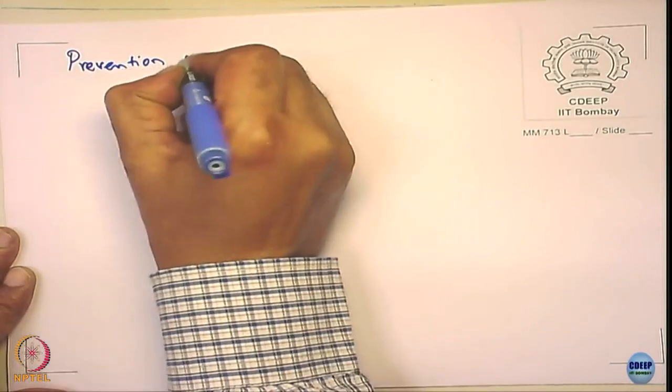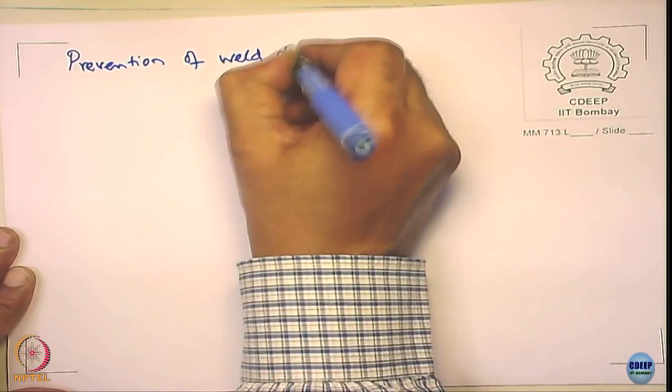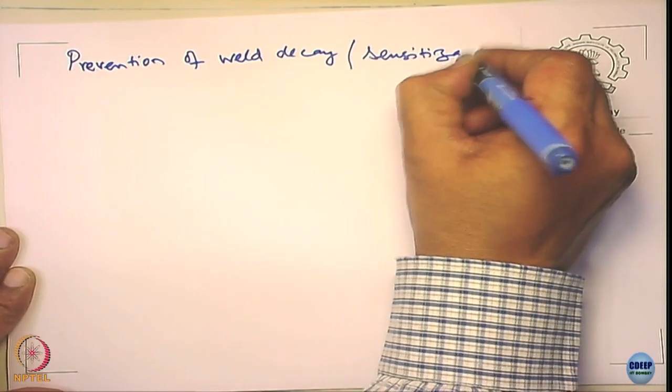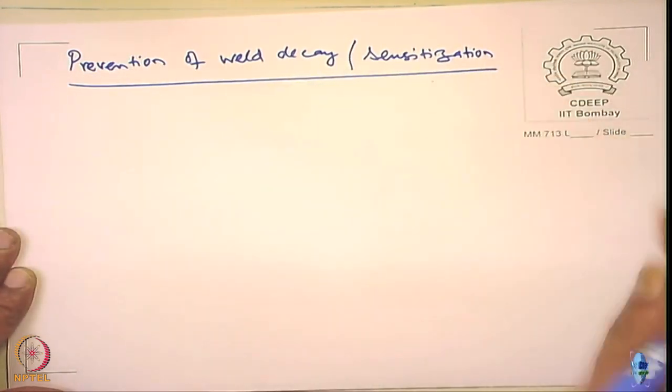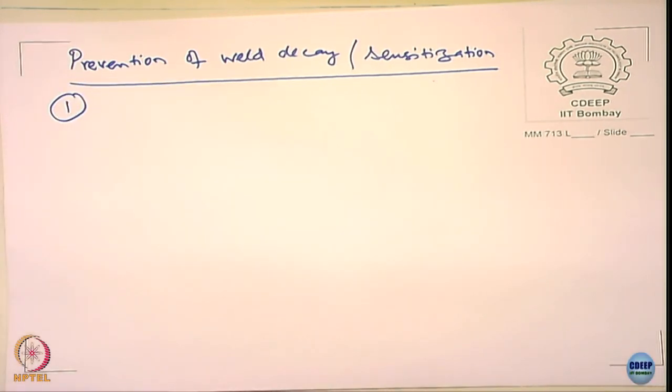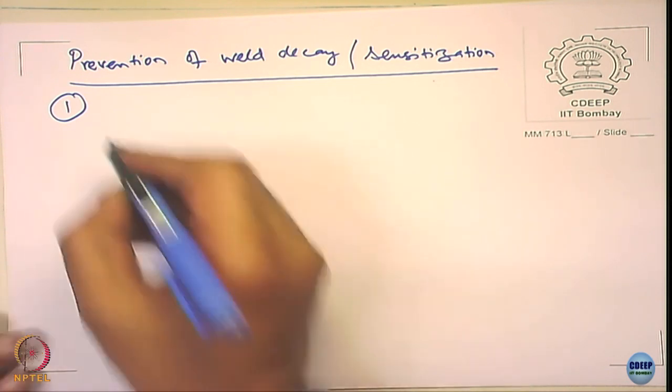So, we have reasonably covered what is called sensitization and weld decay, and you also know how to avoid or prevent weld decay or sensitization. Okay, come on, tell me, how do you avoid it? Low carbon stainless steels.